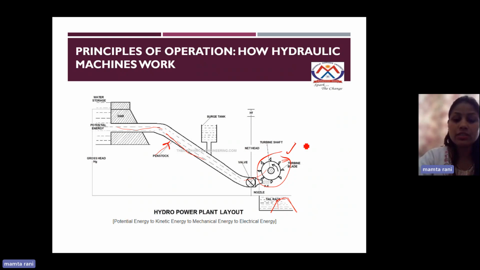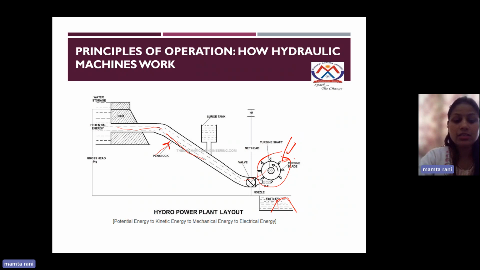Then we have the generator. It is located beside the turbine. The generator is located in the same structure as the turbine and it is connected to the shaft of the turbine. It converts the mechanical energy of the rotating shaft into electrical energy that can be transmitted to the grid.